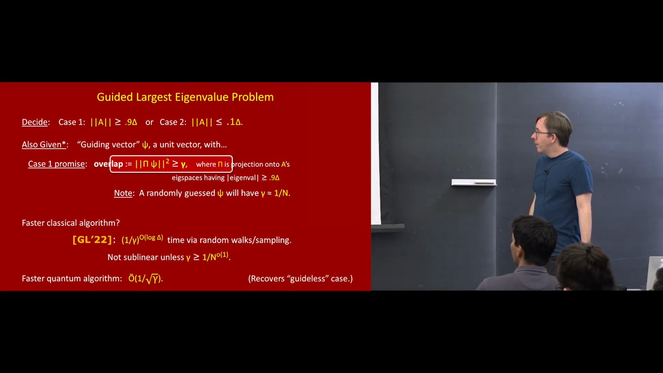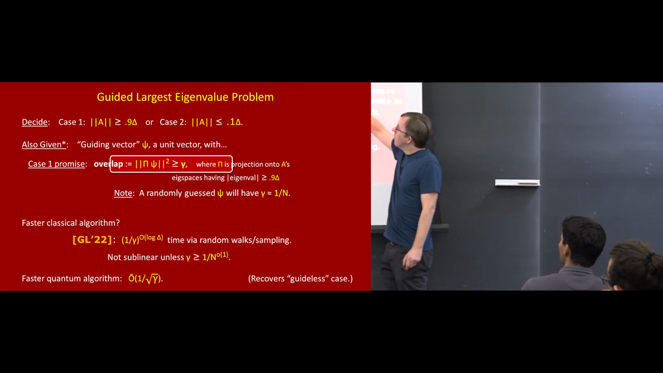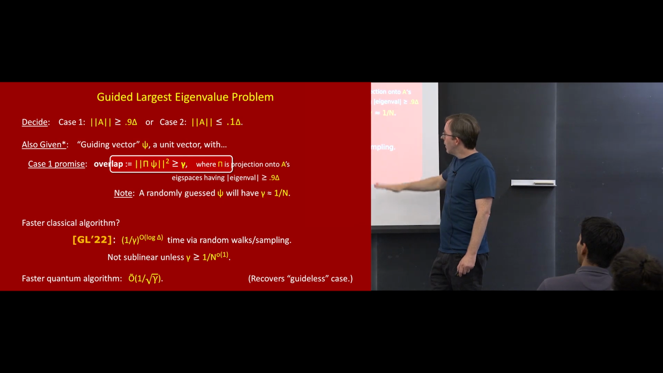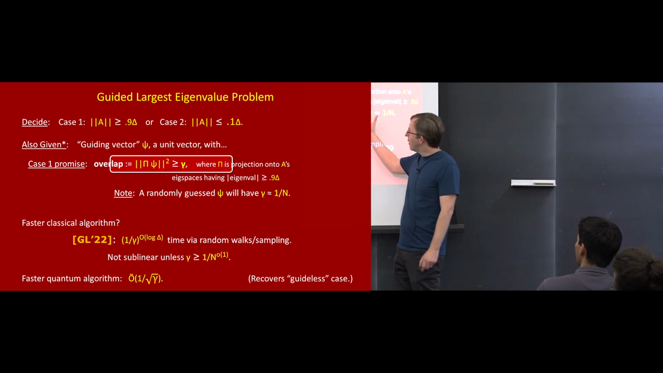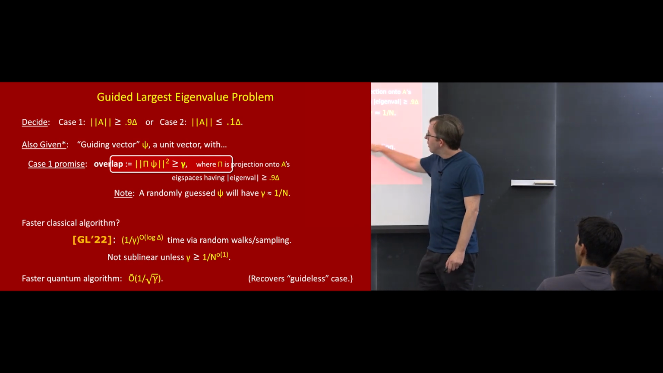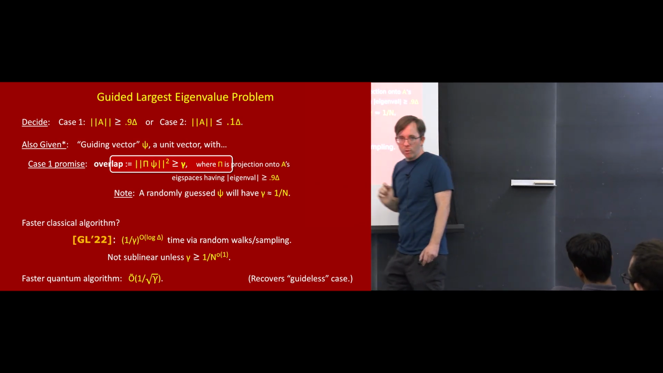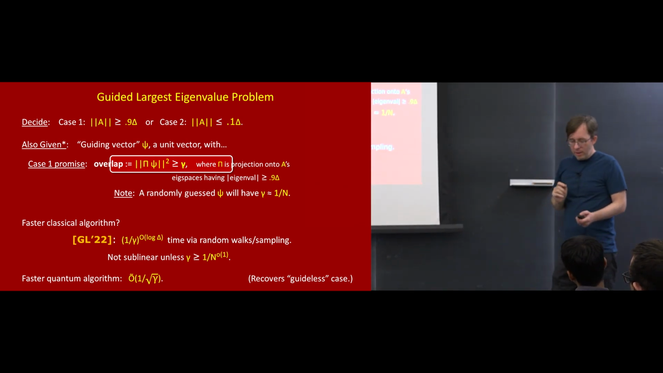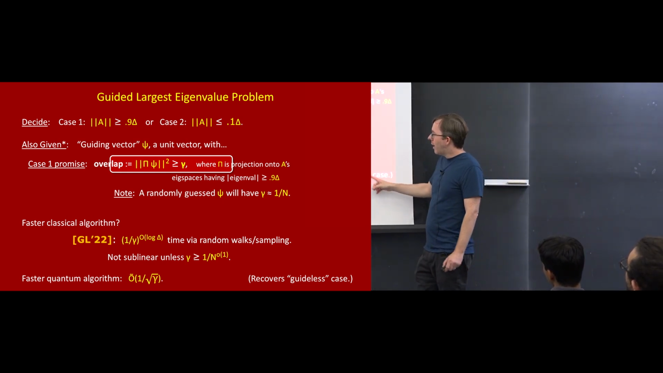On the other hand, this faster quantum algorithm for finding or understanding the largest eigenvalue natively supports having this guiding vector very well. And there's a direct relation like this. If you give it this guiding vector with overlap gamma, the running time is basically 1 over square root of gamma.